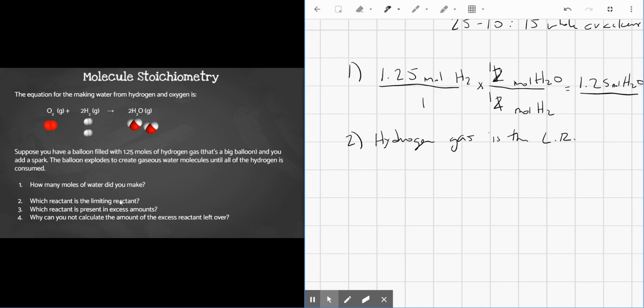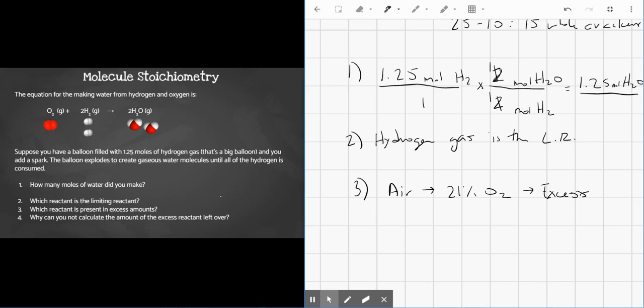Which reactant is present in excess amounts? Well, since it didn't mention the oxygen, it just said that you have a balloon. We're going to assume that it's in air. And remember that air is about 21% oxygen. So the hydrogen that's burning is burning in air, which means we don't run out of oxygen in the air. This is my excess reactant.